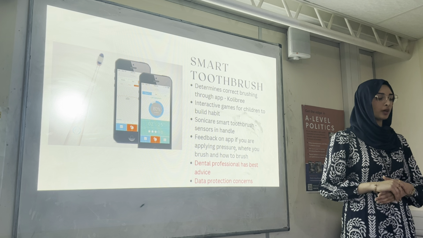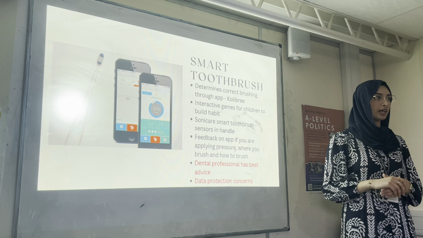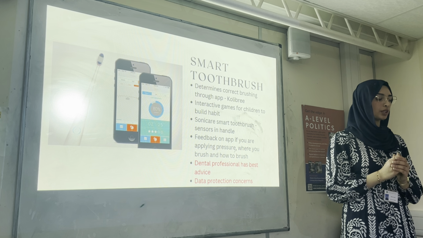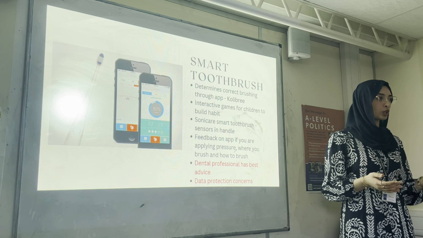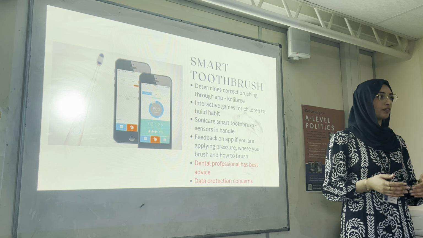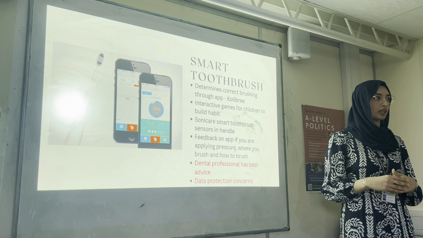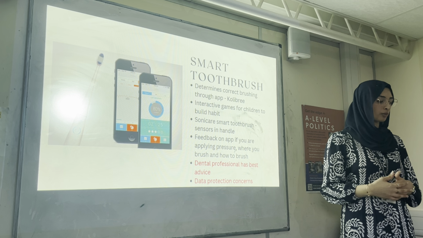Next is a smart toothbrush. This smart toothbrush is called the Colibri toothbrush, and it's connected through an app. The app tells you your brushing habits, whether you're brushing the correct way, and how to change your brushing to get the most effective clean. It also has an interactive game for children which they can use with their toothbrush, and that helps them build habits and clean their teeth well.